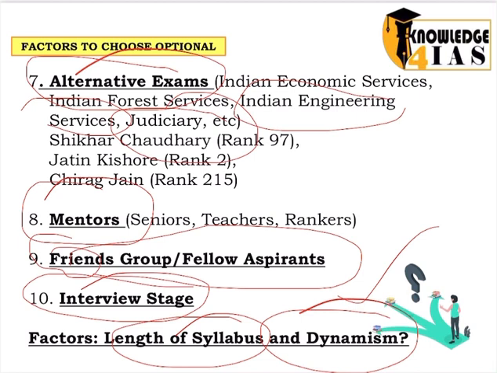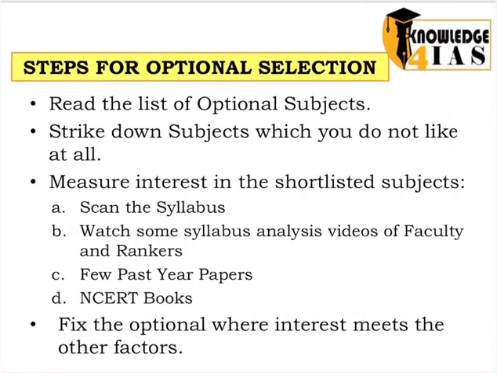So if you choose any subject which has less syllabus, then naturally you'll also have to study international relations. So time will be more or less the same, and so time is not a substantial factor, and that is why this should not be taken into account while choosing an optional subject.